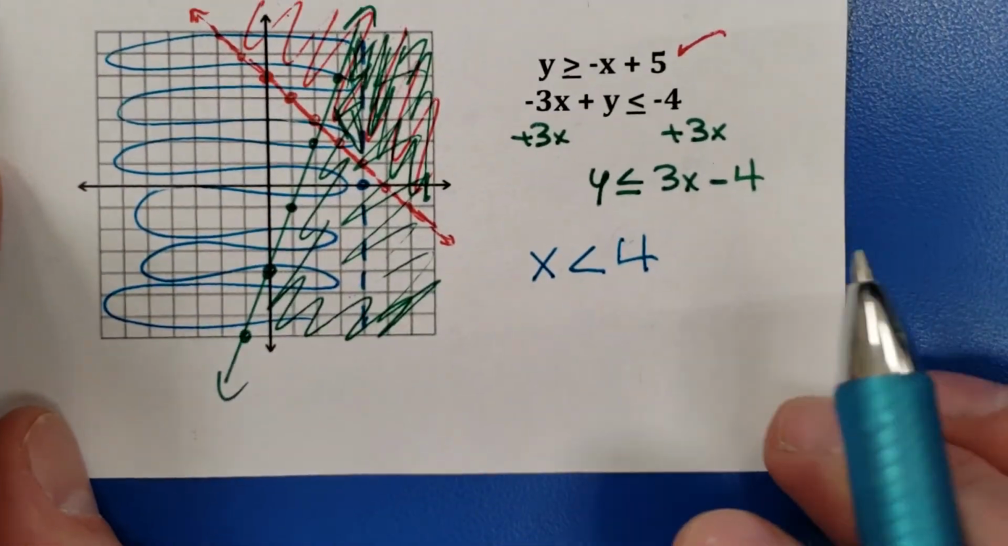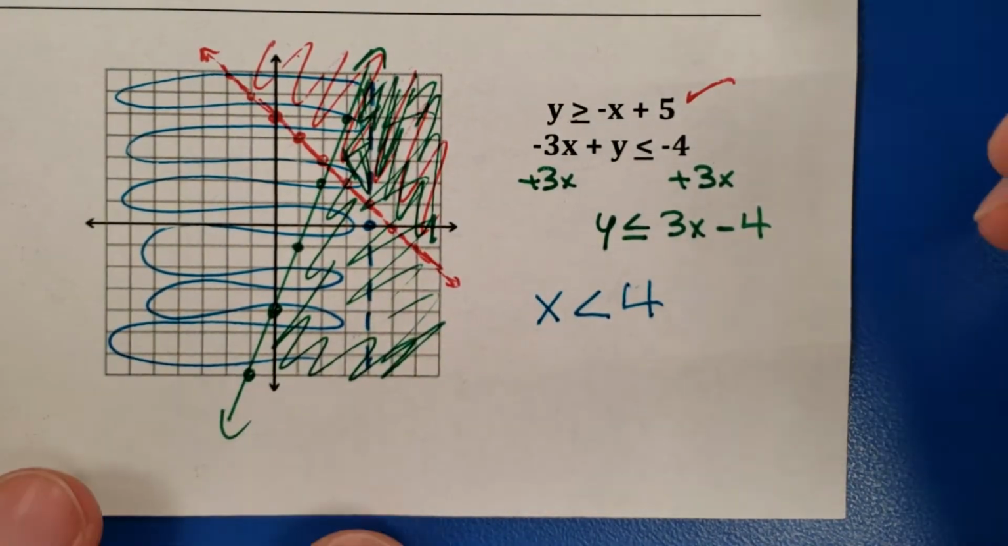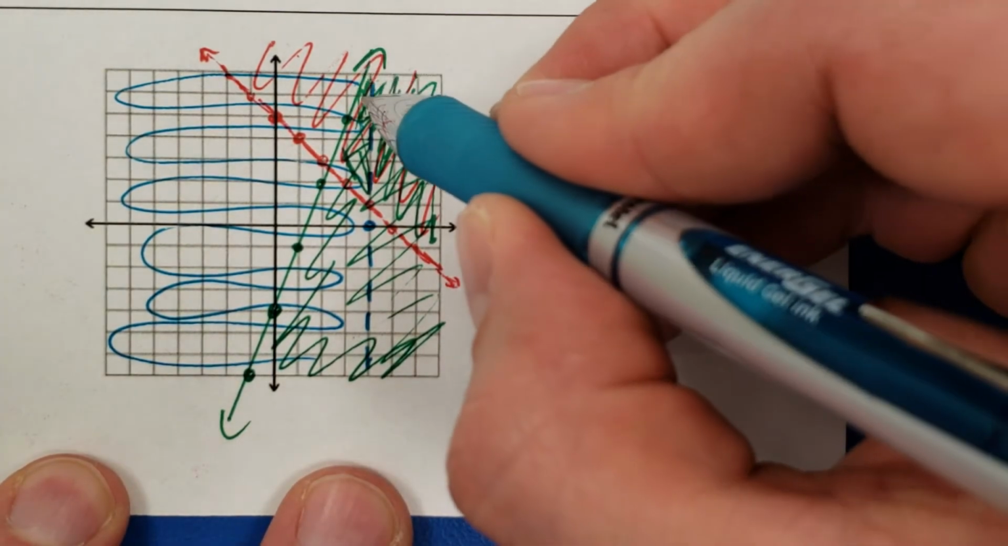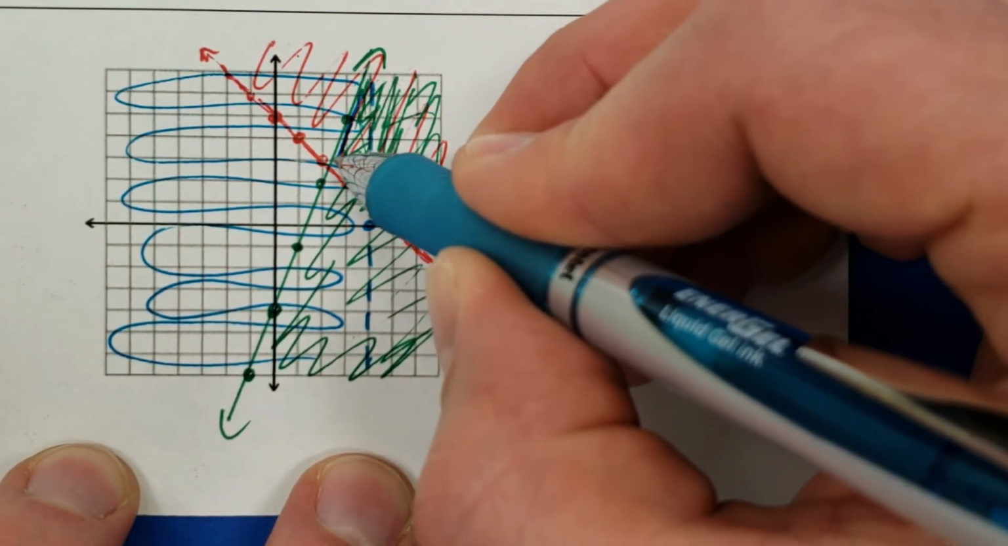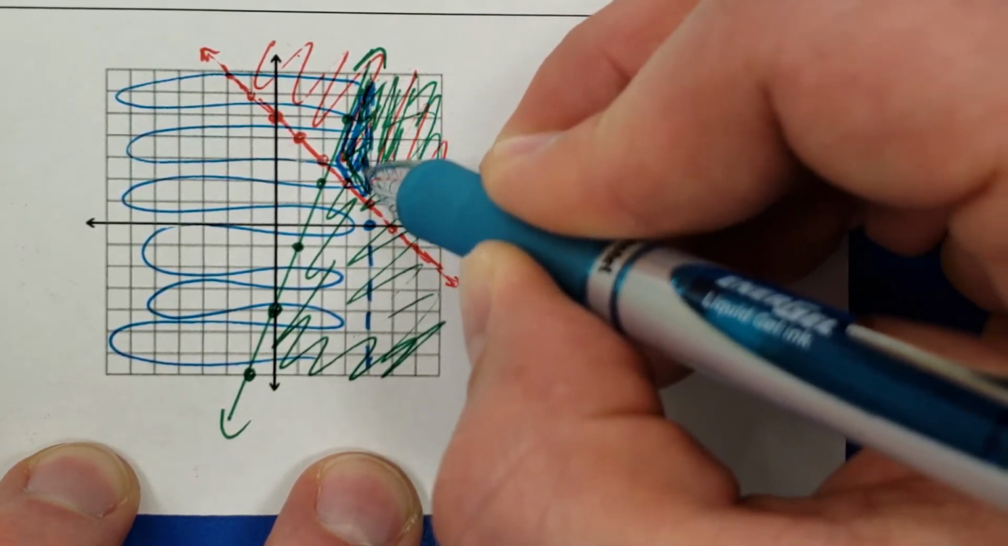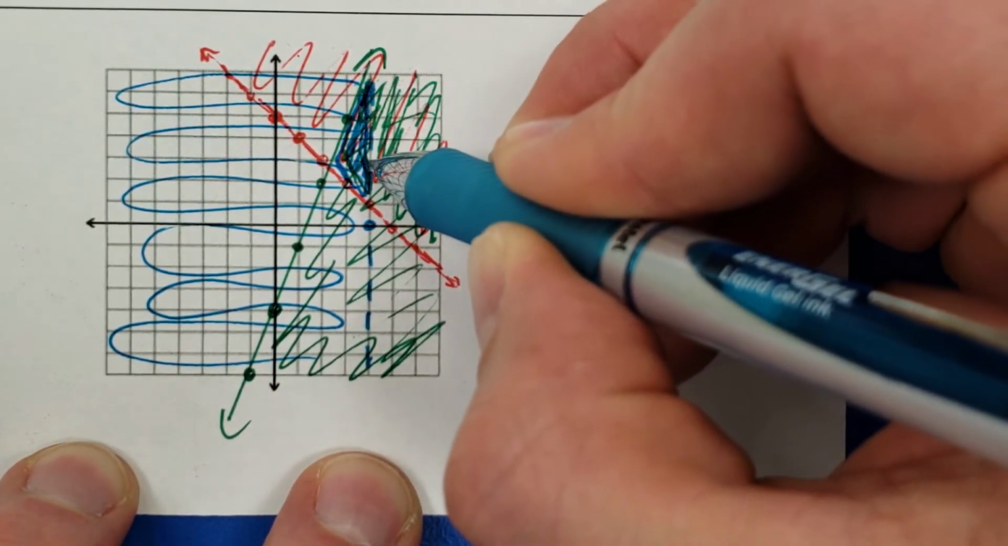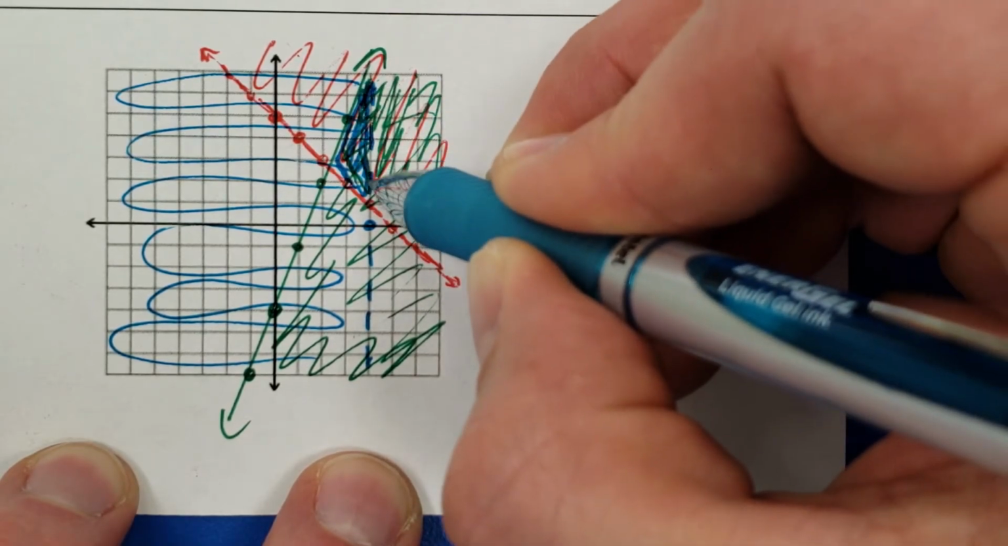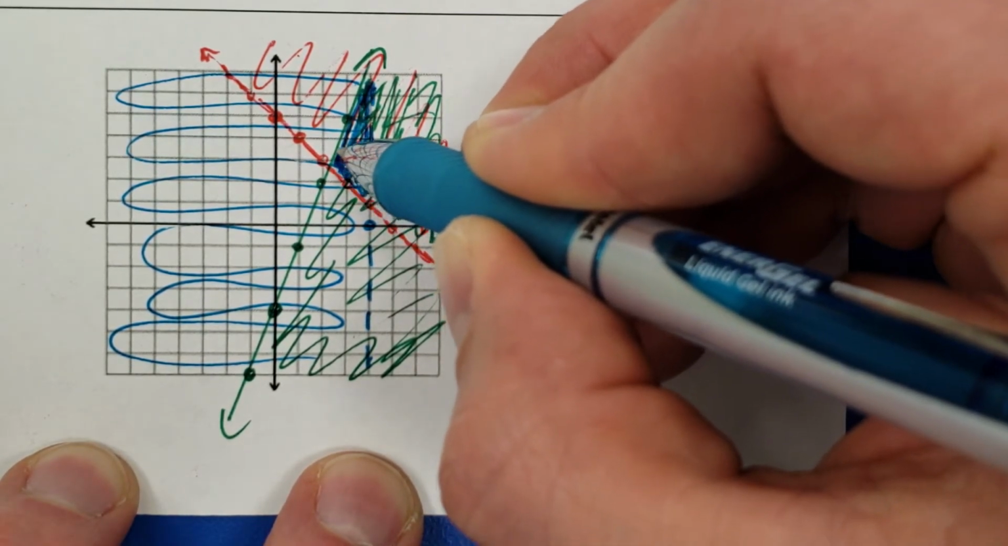There we go. Okay, now where do all three of them overlap? Well, there's red, green, and blue kind of right in this little triangle shape right there. Look at that. There you go. That's where all three of them overlap, and then there's a dashed line right there. So you can see how messy this gets by hand pretty quick.